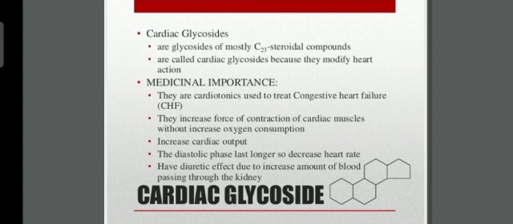The diastolic phase lasts longer, so the heart rate decreases. They have a diuretic effect due to the increased amount of blood passing through the kidney. Actually, cardiac glycosides are a class of organic compounds that increase the output force of the heart and increase its rate of contraction by acting on the cellular sodium potassium ATPase pump.